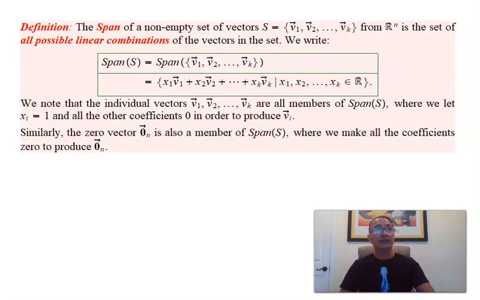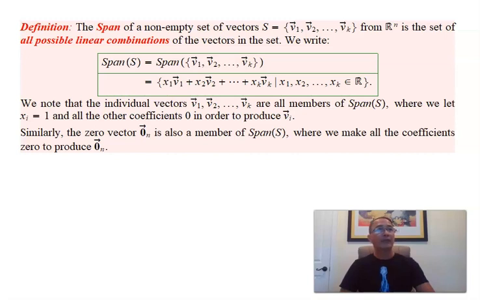The definition says that the span of a non-empty set of vectors S, written as v1, v2 through vk, where these vectors are from Rn, is the set of all possible linear combinations of the vectors in this set. We write this symbolically as: the span of S, the span of the vectors v1 through vk, is x1 v1 plus x2 v2 all the way through xk vk, where x1, x2 through xk are all real numbers.